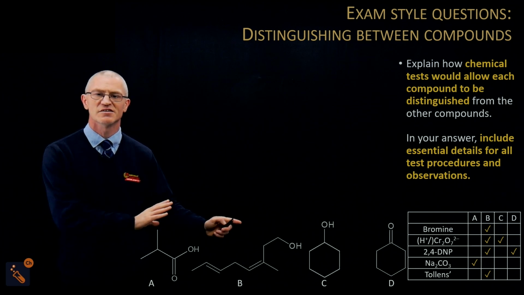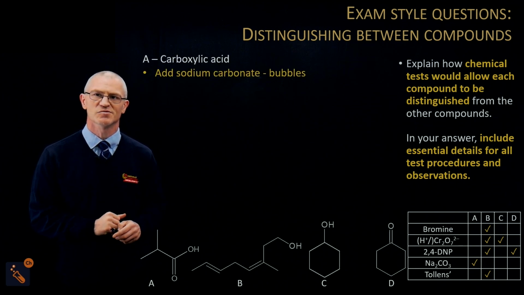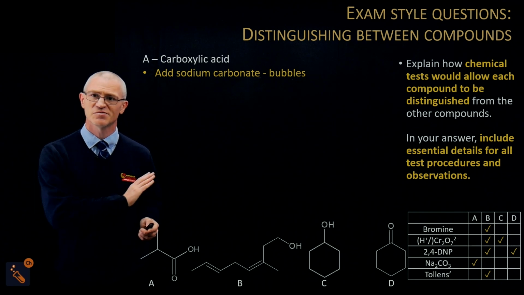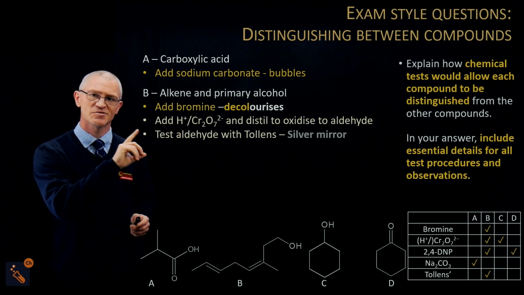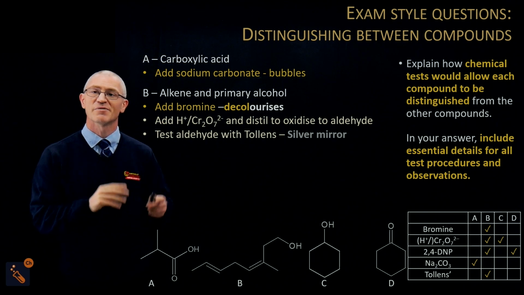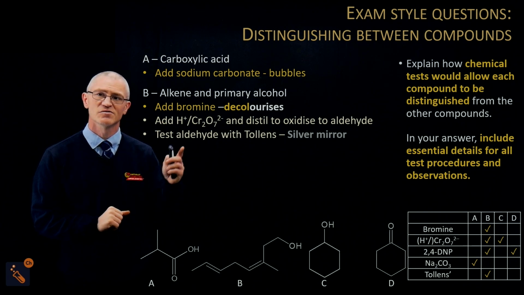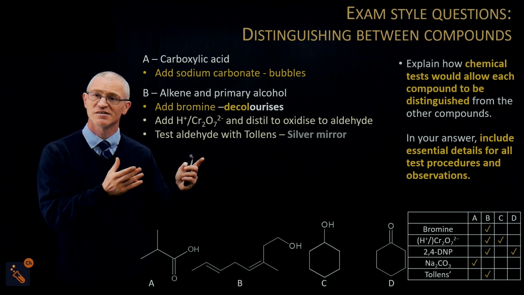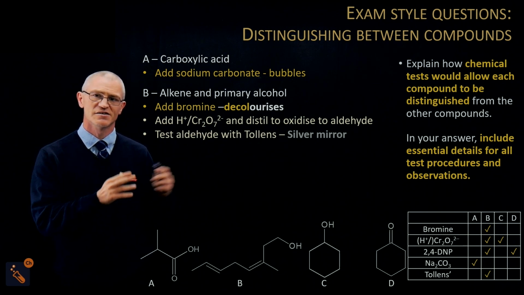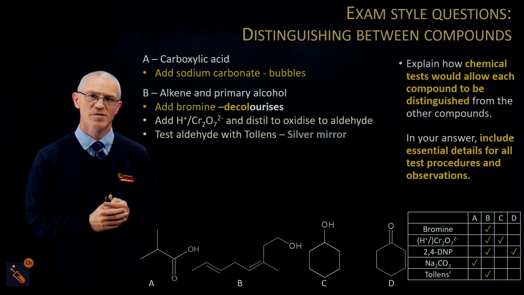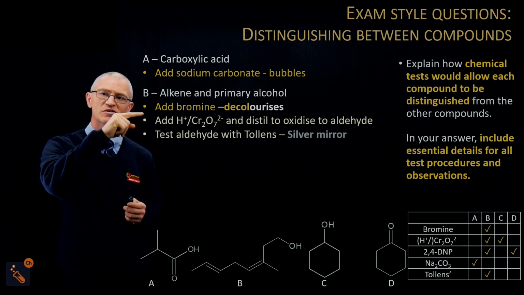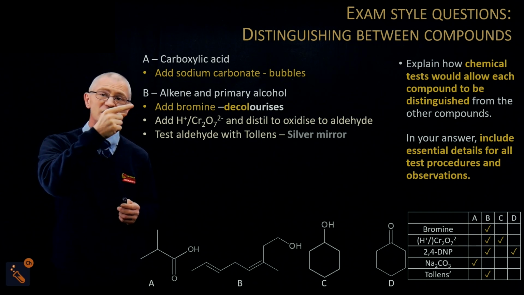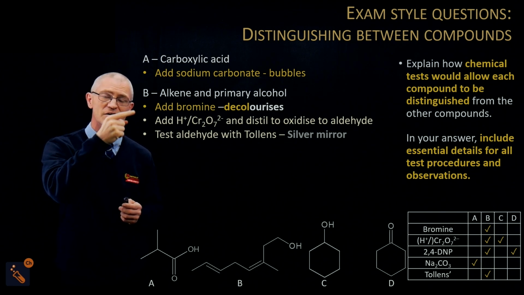Well, we know full well that the first one, the carboxylic acid, reacts with sodium carbonate and creates bubbles. And that's different to everybody else, so that's fine. The next one is the alkene and the primary alcohol. Well, the alkene can be identified by bromine, but if I want to identify the primary alcohol, I could use acidified potassium dichromate, distill it to the aldehyde, and then add Tollens' reagent to get a silver mirror. Now if the question said just to distinguish, you wouldn't need to put this part 2. If it said you identify each functional group, you would have to do both. Does that make sense? I hope so.